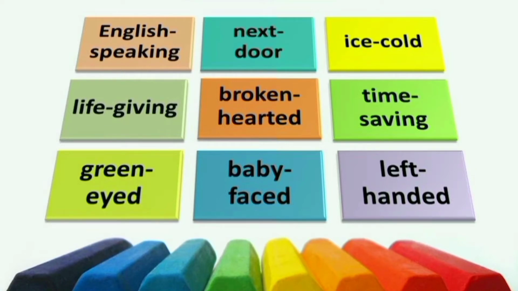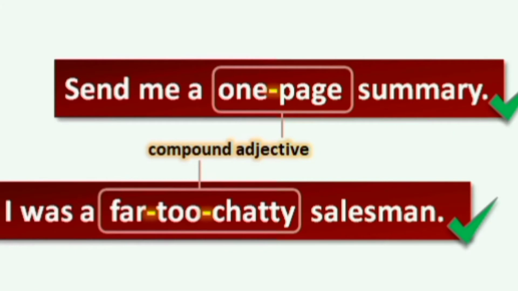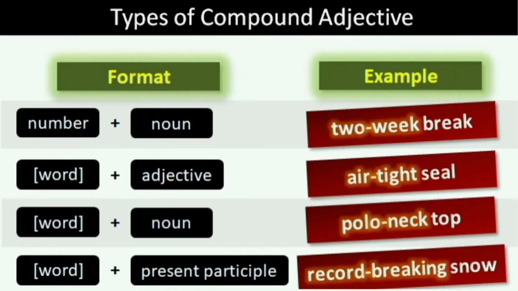Examples of compound adjectives include ice cold, time saving, one page. For example, send me a one-page summary. One page there is used as a compound adjective and it acts as a pre-modifier, pre-modifying the noun summary.